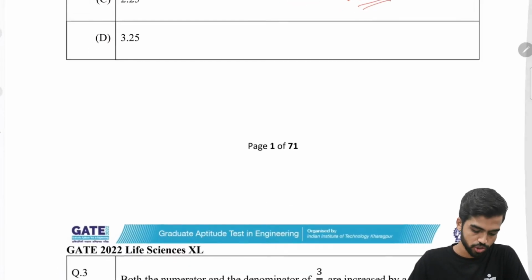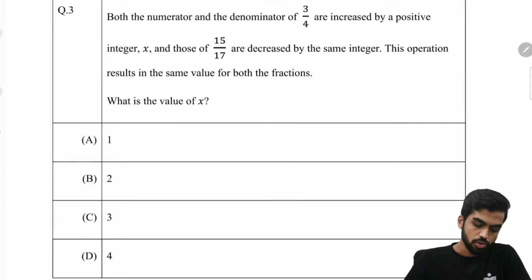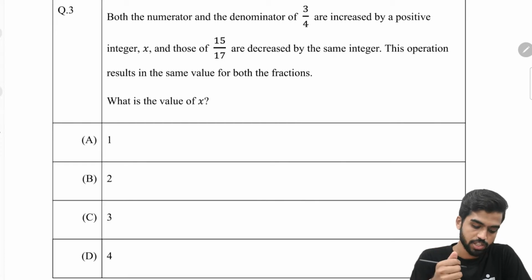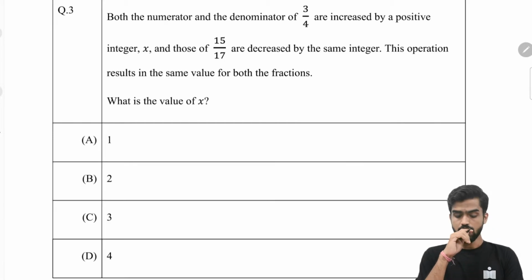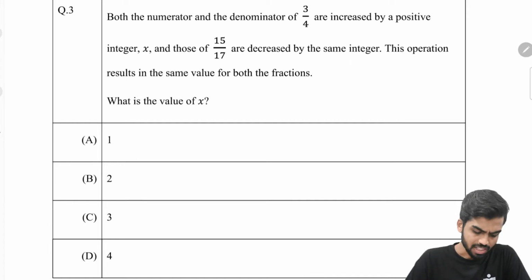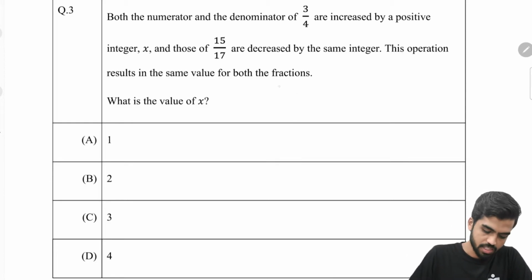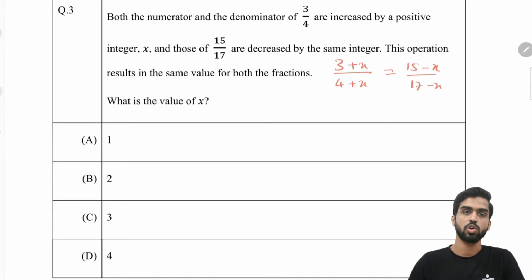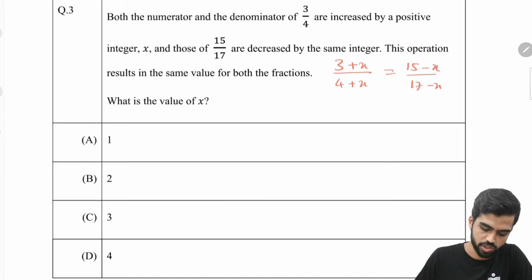Okay, so next question is, both the numerator and denominator of a fraction are increased by an integer x, and some other fraction is decreased by the same integer x, and this operation results in the same value. So as given, let's solve it from the very top. So (3 plus x) by (4 plus x) is equal to (15 minus x) by (17 minus x). This is what is given and we just have to solve the equation. This is an easy question.